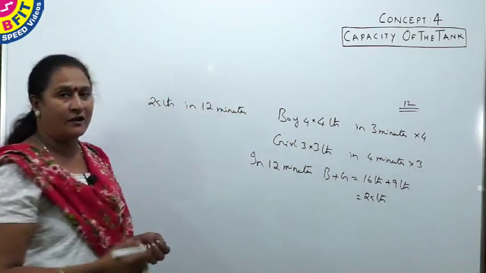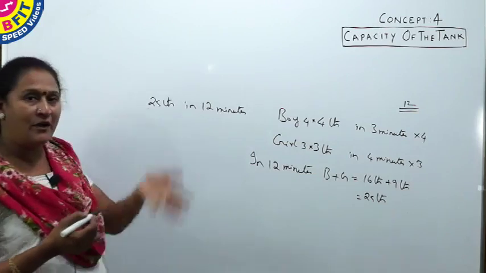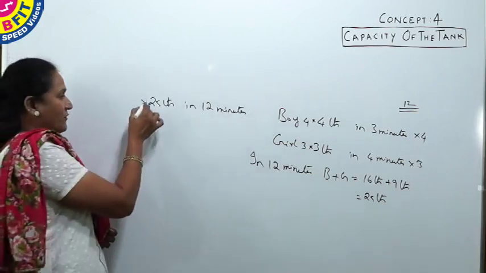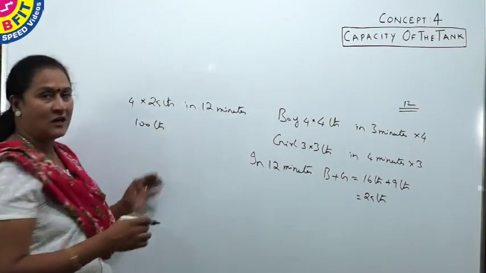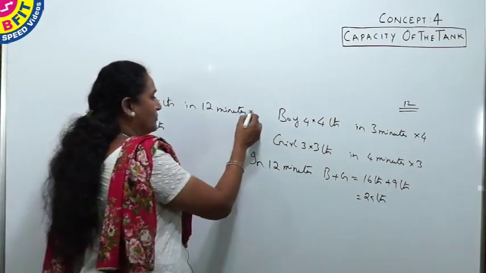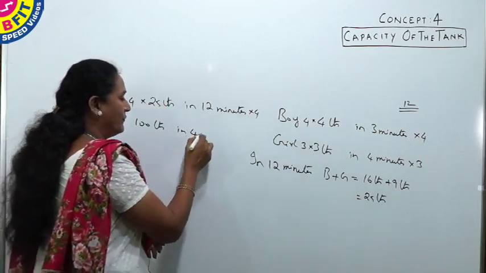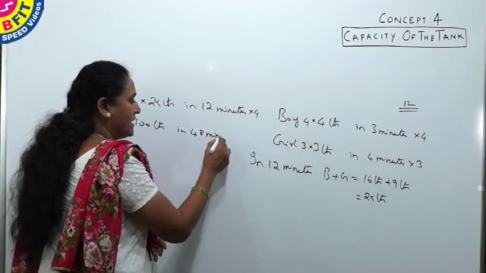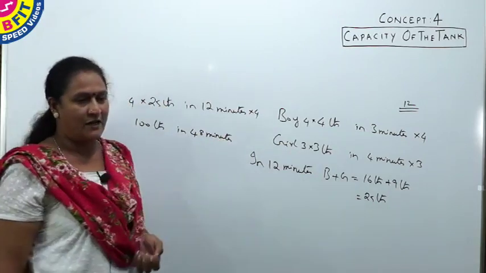Now how much water is needed? 100 liters. So we can get 100 from 25 itself. Multiply 25 with 4, we get 100 liters. So multiply the 4 on the other side also. So in how many minutes? 12 into 4, 48 minutes is the answer.